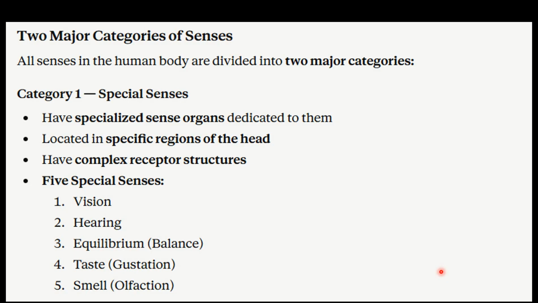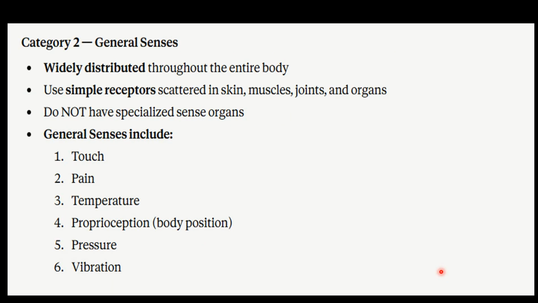So what are the 5 special senses? Vision, hearing, equilibrium, that is also called balance, taste, gustation, and smell, olfaction. These are all the 5 special senses. Now if we talk about the general senses, then we have category 2, which is widely distributed throughout the human body. They use simple receptors scattered in skin, muscle, joint and organ. They do not have specialized sense organs. So this is general senses like touch, pain, temperature, proprioception, pressure, vibration.